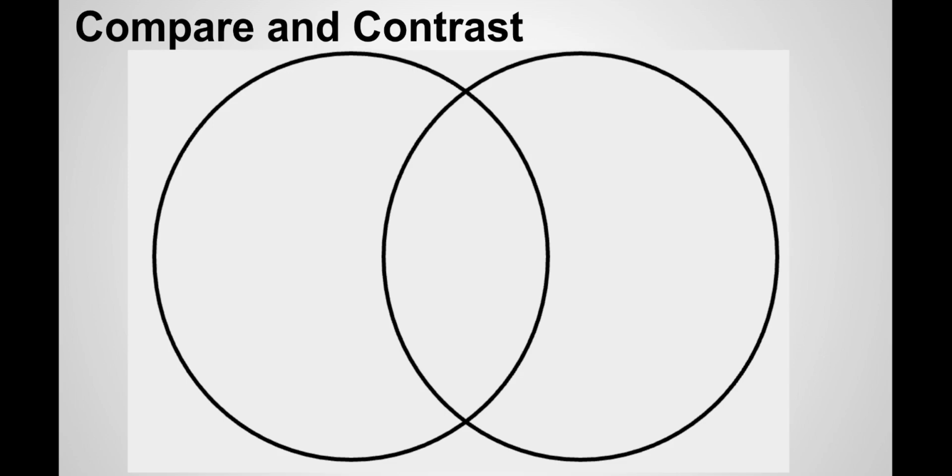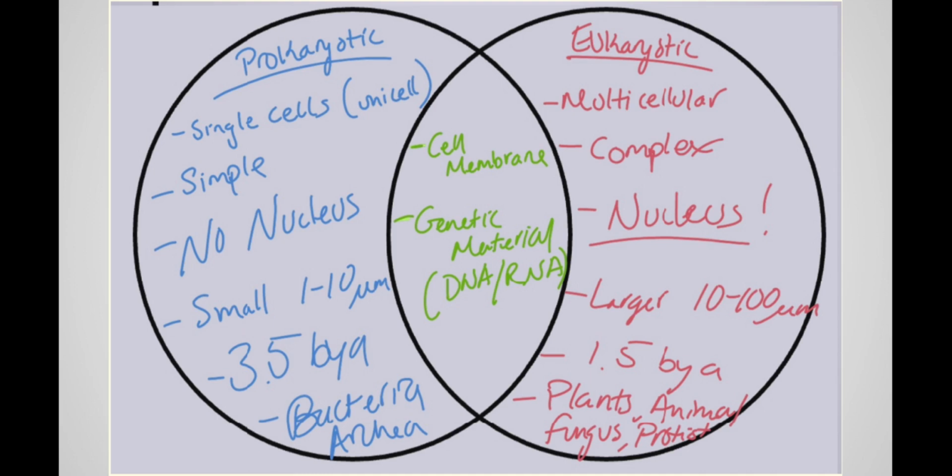Okay. And so if we take these two things, prokaryotic and eukaryotic, and we compare and contrast them, we put them together, here's the summary of things that we get. Prokaryotic cells are very simple. They are usually unicellular. They don't have a nucleus. They're small, like we saw in that first picture. They evolved a long time ago, and we can see them in the categories of bacteria and archaea.